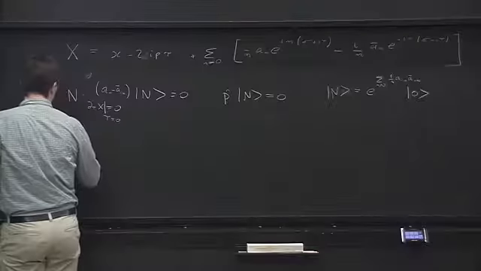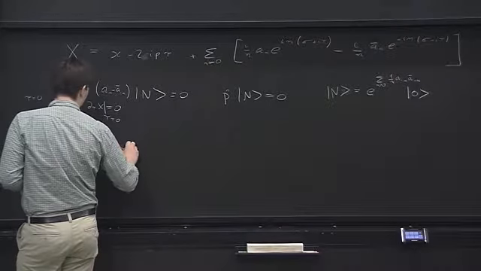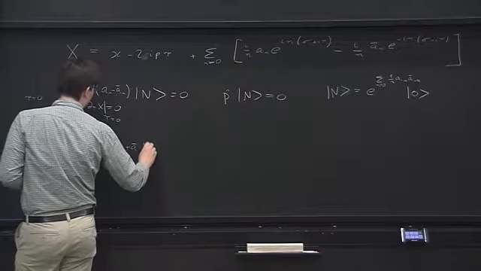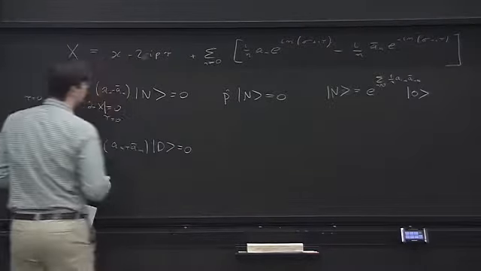On the other hand, if I do Dirichlet boundary conditions, I only get the condition that a_n plus a-bar_{-n} yields the state.